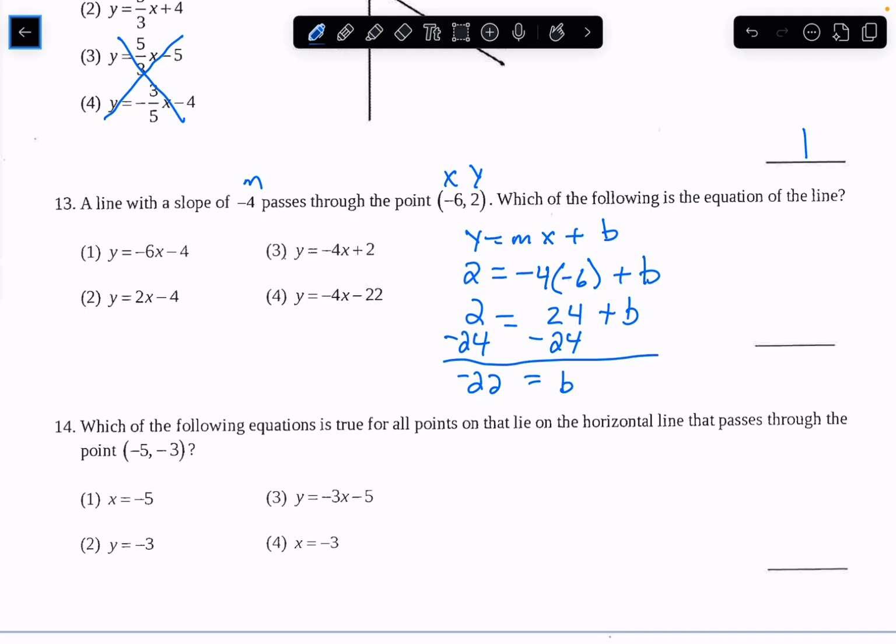Okay, now let's put it all together. We know y is equal to the slope, which is the -4, x, and the y-intercept is -22. So this one is choice number 4.